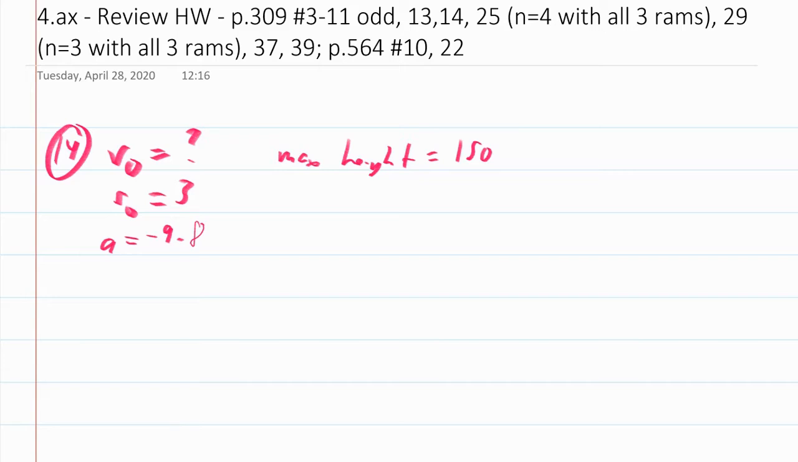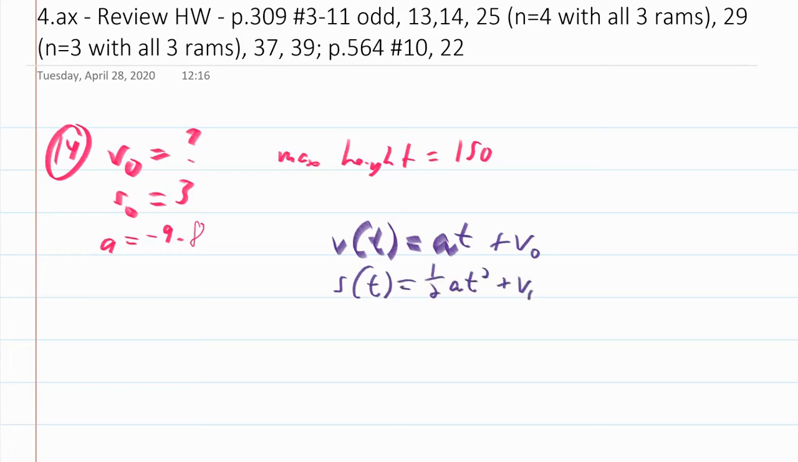And my equations, the ones you really should have memorized, well, the two, are v of t is equal to at plus v of 0, and s of t is equal to 1/2 at squared plus v sub 0 t plus s sub 0.